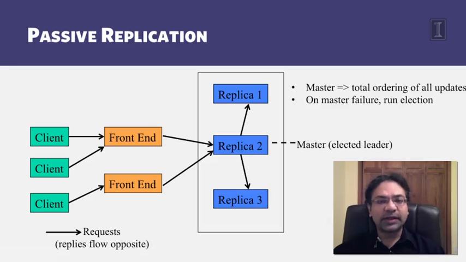For reads, some variants of passive replication allow the front ends to contact any of the three replicas, and some other flavors of passive replication direct the reads as well through the master. As far as writes are concerned, they need to go through the master, because the master then sends out the corresponding writes to the other replicas inside the group. What happens when the master fails? Well, when the master fails, you again run your favorite leader election protocol, and you elect a new master.